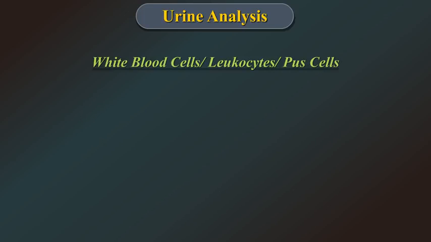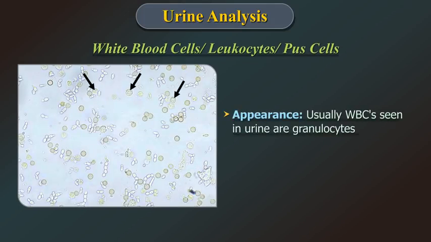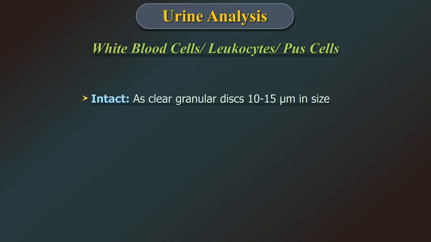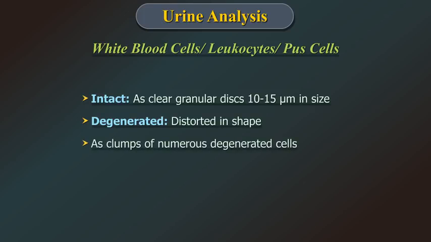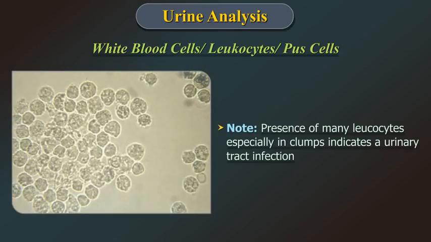White blood cells or leukocytes or pus cells. Normal range is 0 to 2 white blood cells per high power field. Appearance. Usually, the white blood cells seen in urine are granulocytes. These may be seen as intact or as clear granular discs 10 to 15 micron in size, degenerated or distorted in shape, or as clumps of numerous degenerated cells. The presence of many leukocytes, especially in clumps, indicates a urinary tract infection.